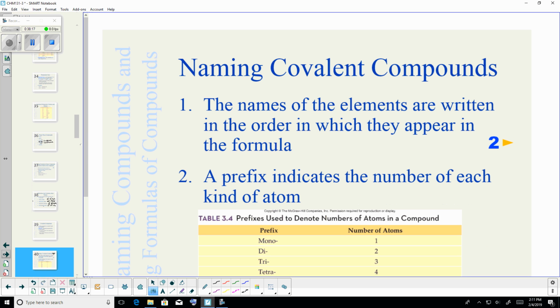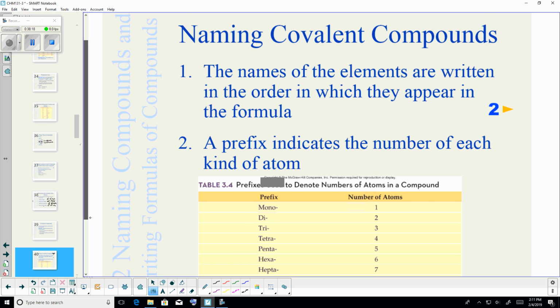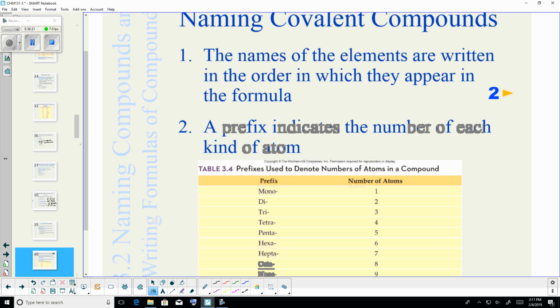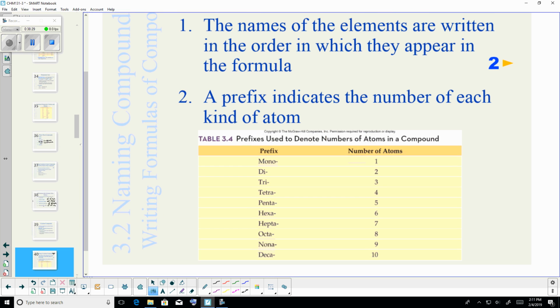How do you name them? These are pretty easy. The names of the elements are written in the order in which they appear. A prefix indicates the number of each kind of atom. So these are the prefixes, 1 through 10. Mono is 1, di is 2, tri is 3, tetra is 4, penta is 5, hexa is 6, hepta is 7, octa is 8, nona is 9, and deca is 10. So you're pretty much familiar with all those prefixes, except for maybe the 9th one.